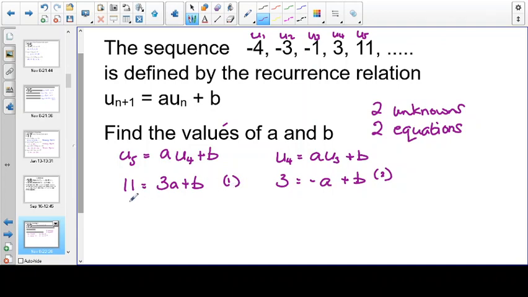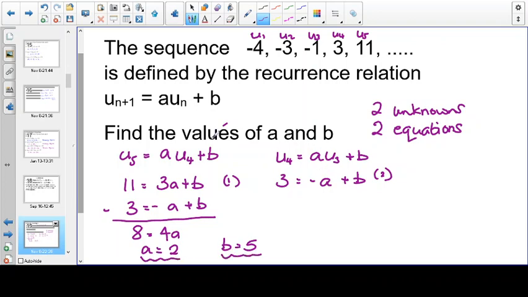So I'm going to write that one underneath there. B is the same, so if I subtract to eliminate the B's, 11 take 3 is 8. 3A subtract minus A is 4A. B's are eliminated, which means A must be 2. And if A equals 2, then B must be 5.